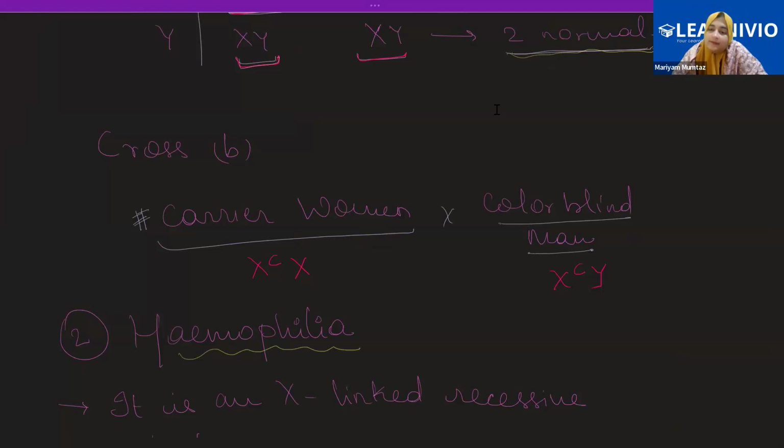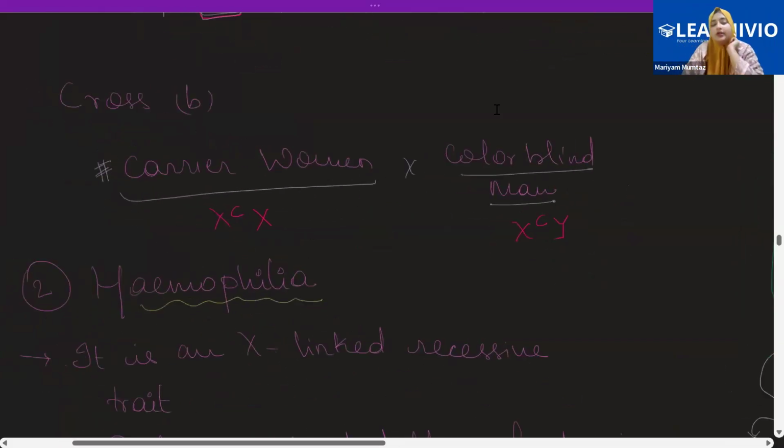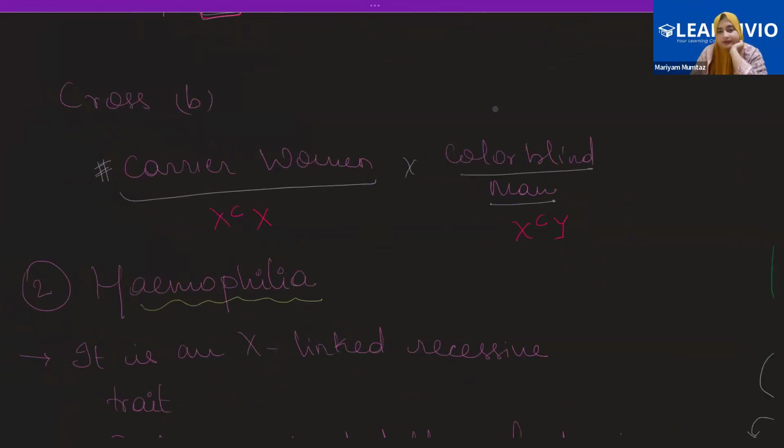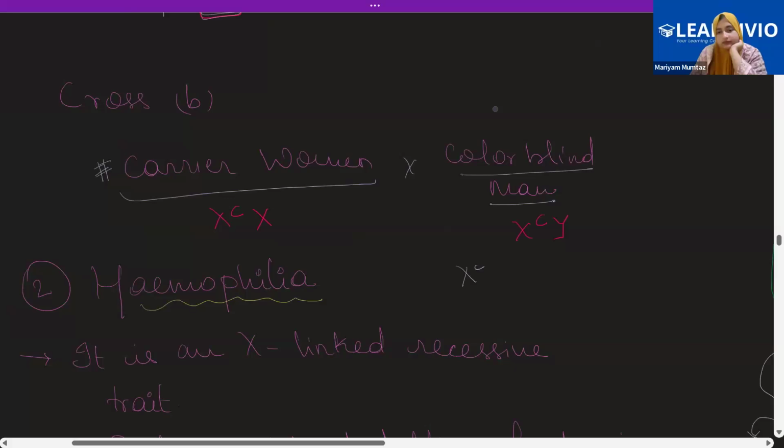Tell me, one will be affected. Affected what? Tell me the genotypes. XCX, XCX, correct. Then XY. XY. Then XCY.